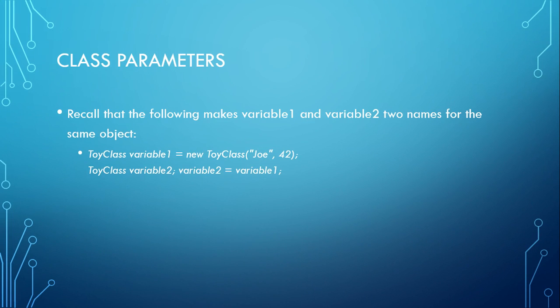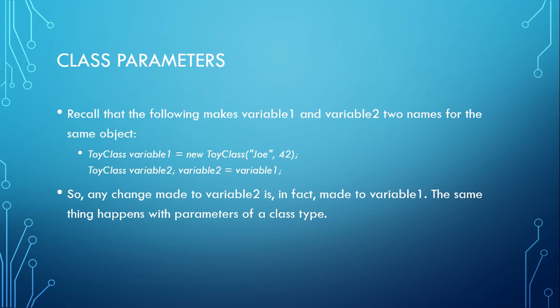So with class parameters, let's look at this one. Recall the following makes variable 1 and variable 2 name the same object. ToyClass variable1 = new ToyClass("Joe", 42); ToyClass variable2; variable2 = variable1. So any change made to variable 2 is in fact made to variable 1. The same thing happens with parameters of a class type.